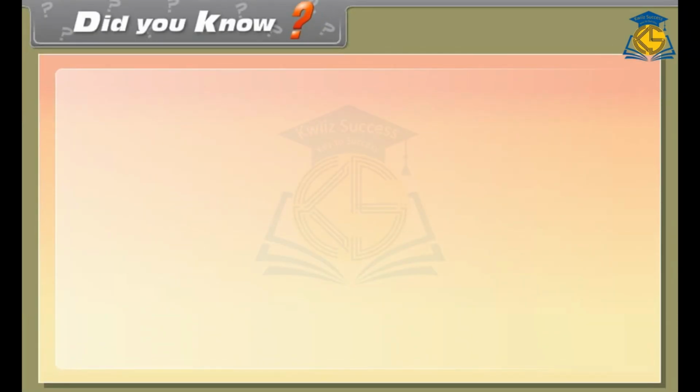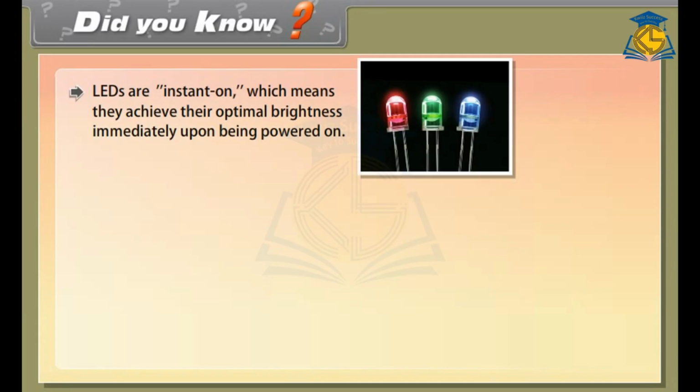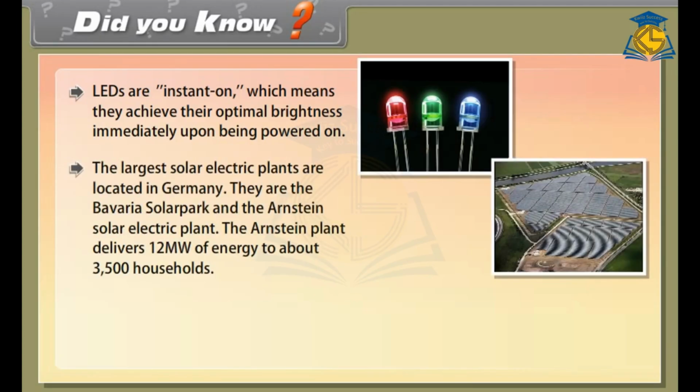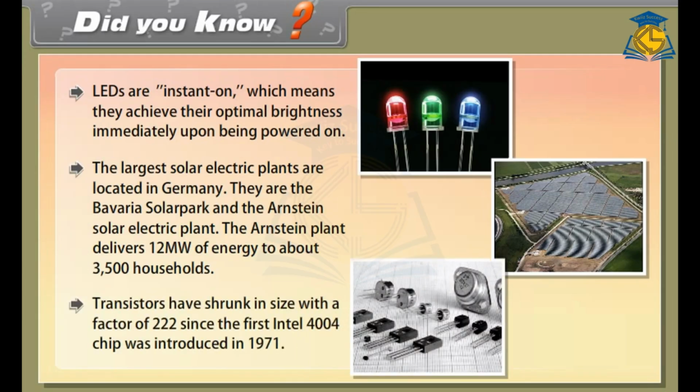Did you know? LEDs are instant on, which means they achieve their optimal brightness immediately upon being powered on. The largest solar electric plants are located in Germany. They are the Bavaria Solar Park and the Arnstein Solar Electric Plant. The Arnstein plant delivers 12 megawatt of energy to about 3,500 households. Transistors have shrunk in size with a factor of 222 since the first Intel 4004 chip was introduced in 1971.